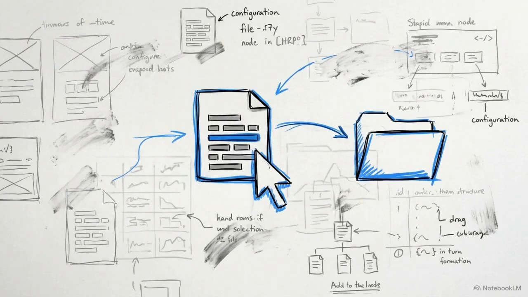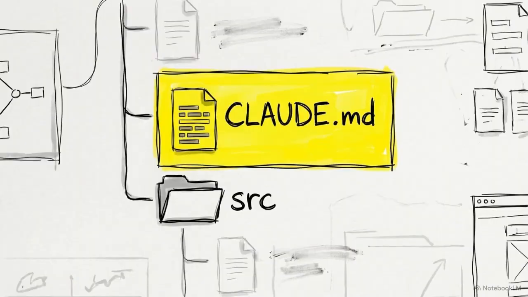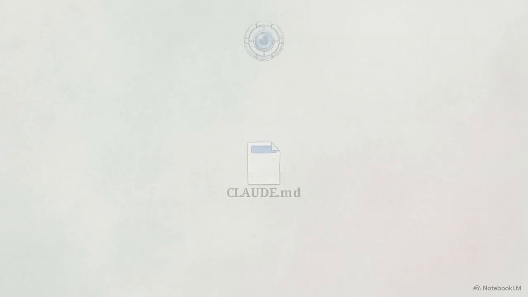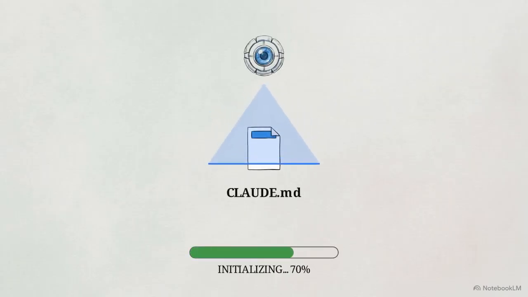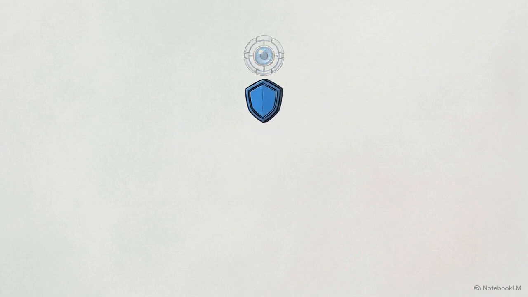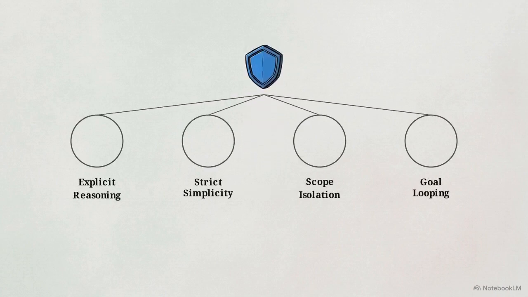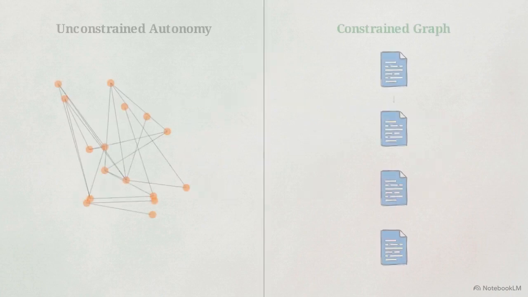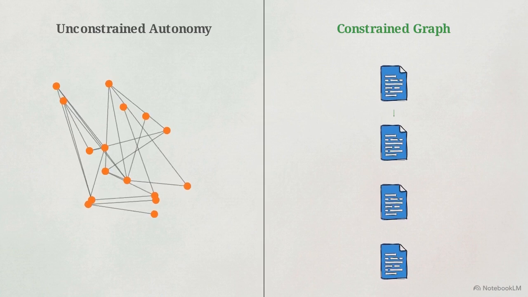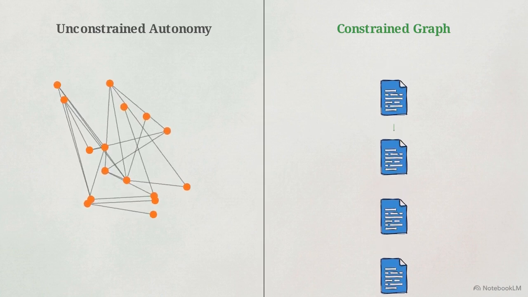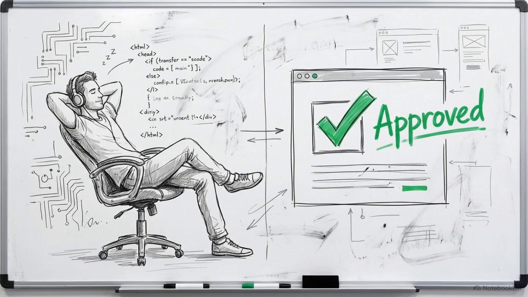You execute this straightforward fix by dropping a file named CLAUDE.md, or .cursor rules, directly into the root of your repository. Mechanically, the AI agent is forced to read this document at the start of every session. You dictate exactly how it behaves before it processes a single request. This file acts as a standing set of rules, enforcing 4 specific architectural principles: explicit reasoning, strict simplicity, scope isolation, and goal looping. Deploying this constraint file alters the execution graph of an LLM session. You stop dealing with an unpredictable text generator and start working with an accountable engineering partner.